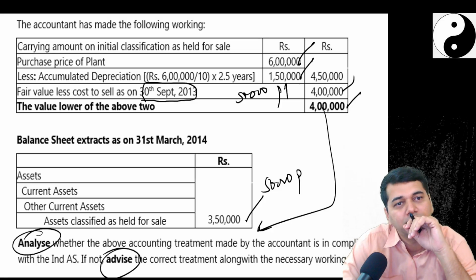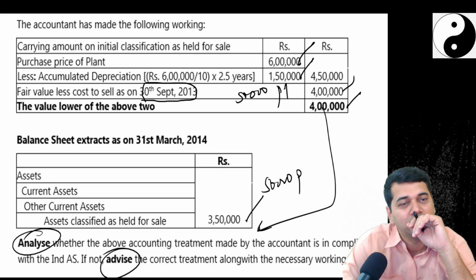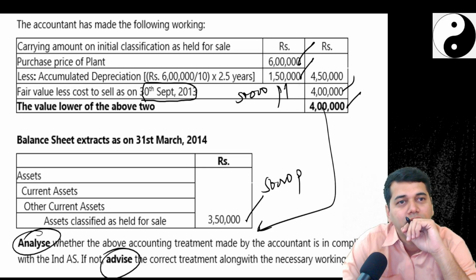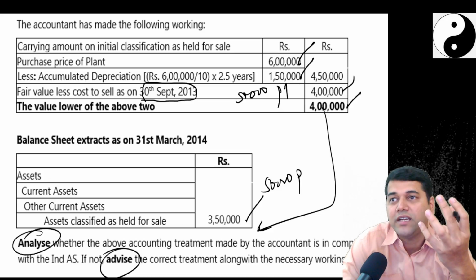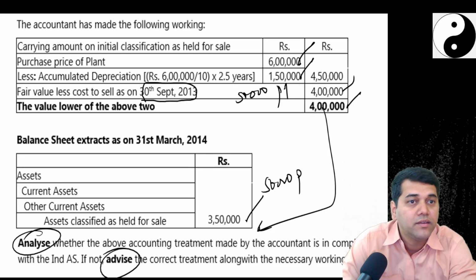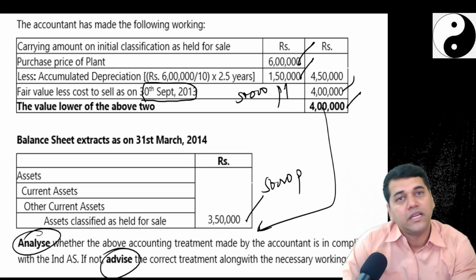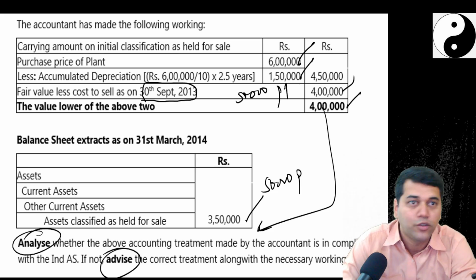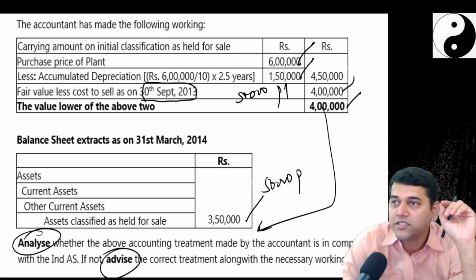Why? When can you classify as held for sale? When you have decided that the cash flows you are going to get are primarily from sale, not from use, your answer will start. In that case, it will be considered to be held for sale. Then, is that it? No, the sale must be highly probable. So there are certain conditions of high probability.